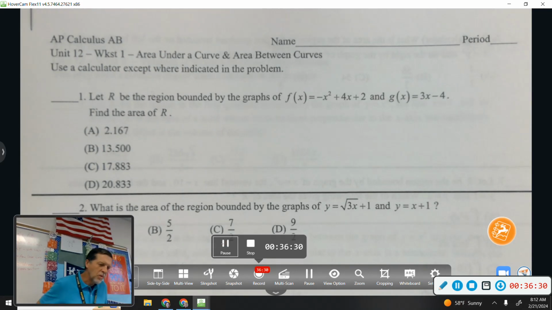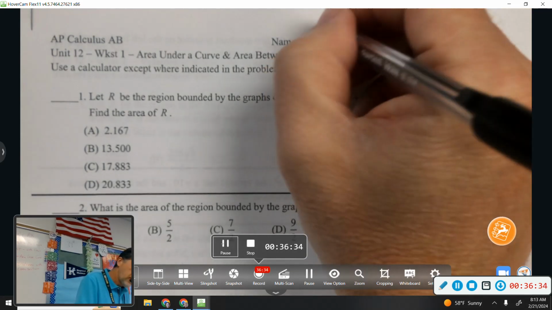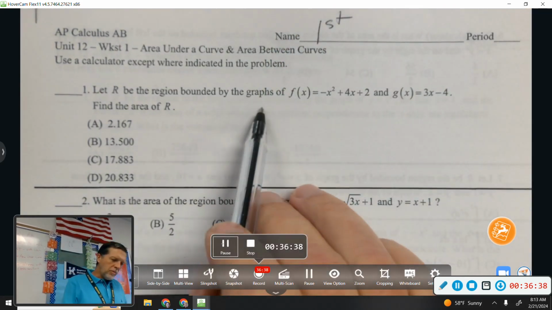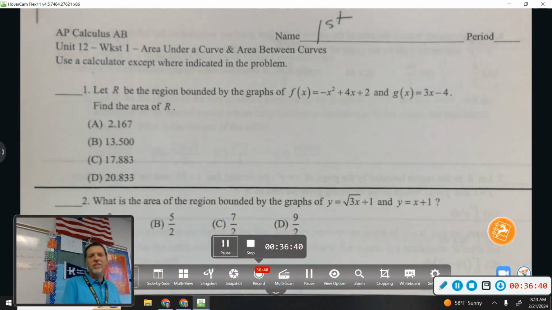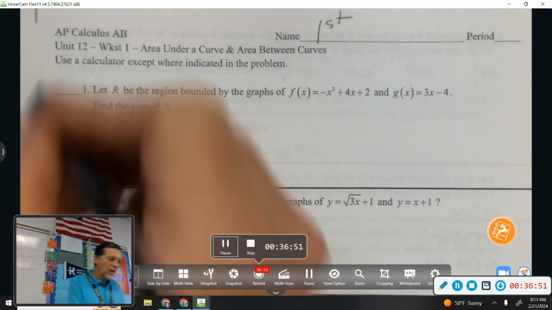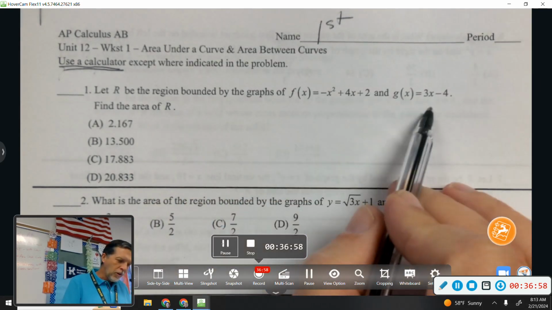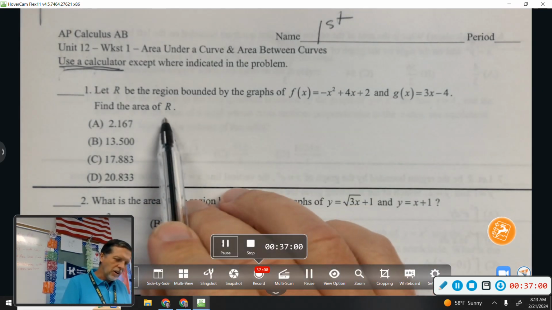Okay, look at number 1. Worksheet 1, number 1. First period. Let's read the instructions because we like the instructions today. Use a calculator except when indicated. So usually it's the other way around. Usually it's like, don't use a calculator unless we say. Here it's vice versa. Use a calculator unless we say not to. Let R be the region bounded by those two graphs. Find the area of R.